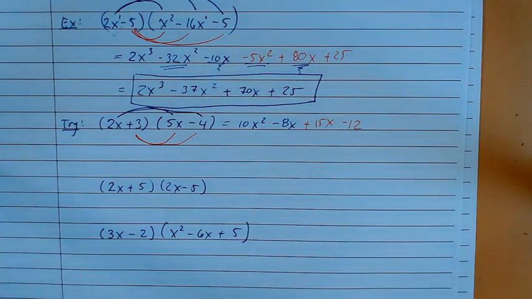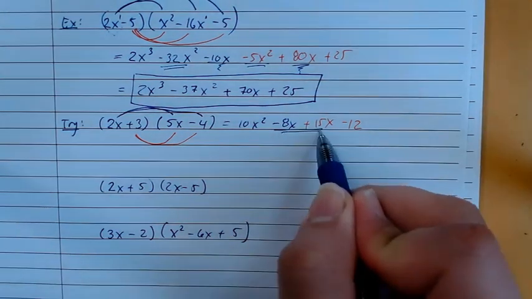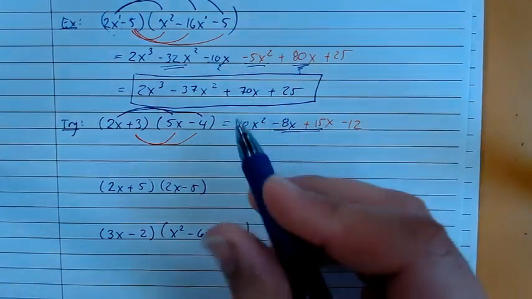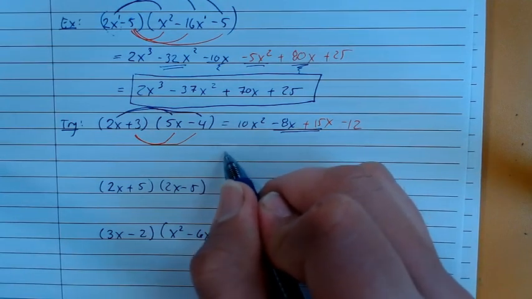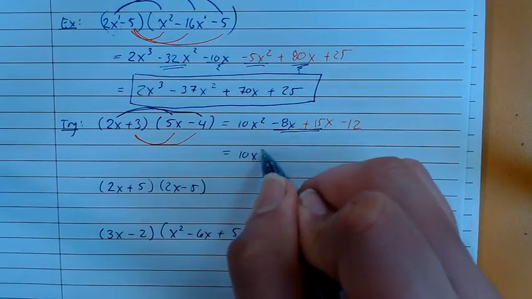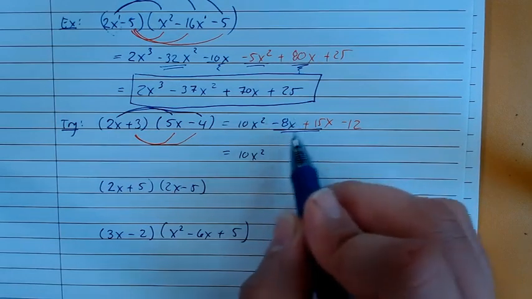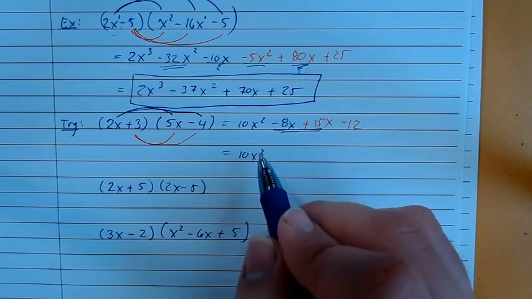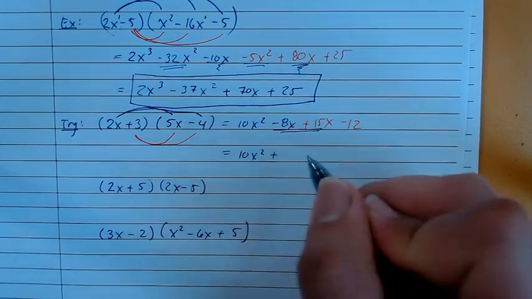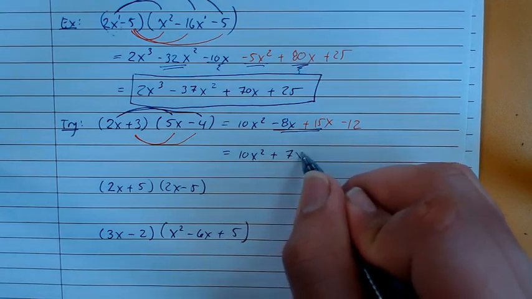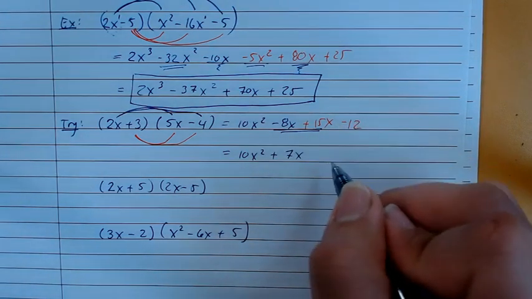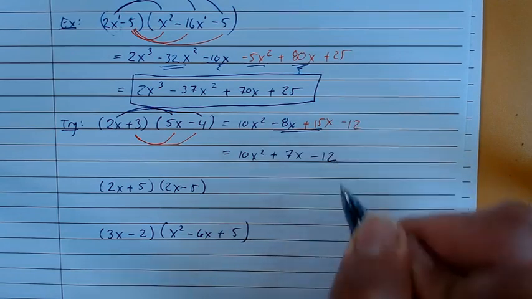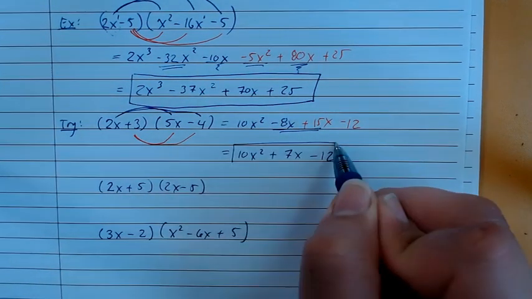Now, the only like terms here are these two. They're both linear. They're both first degree. So those can be added together to give us 10x squared, 15x plus a negative 8x, or in other words, 15 minus 8. That's going to give us plus 7x. And that one doesn't have any terms like it, so we just leave that alone as a minus 12. And that is our result.